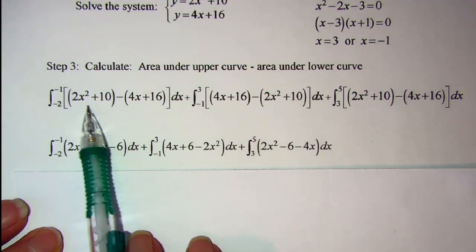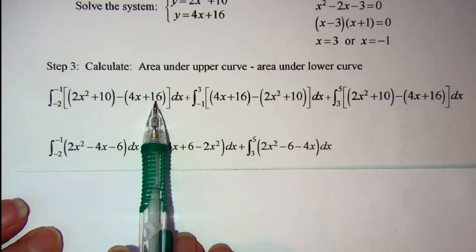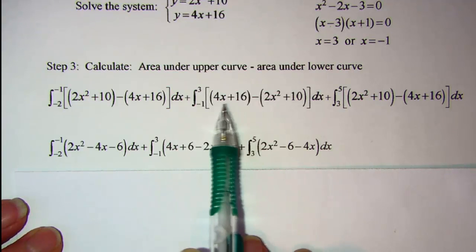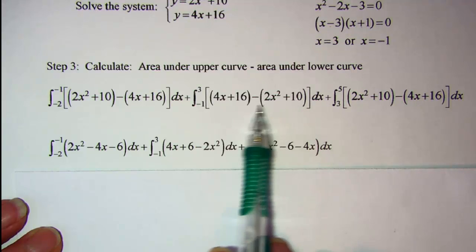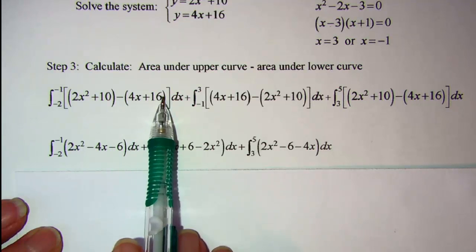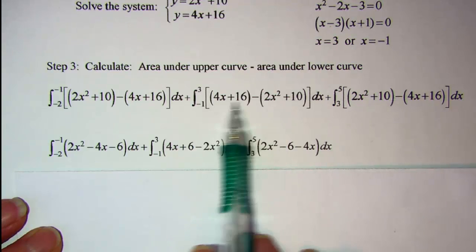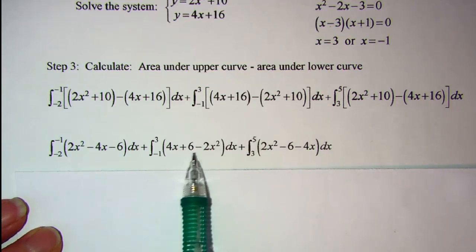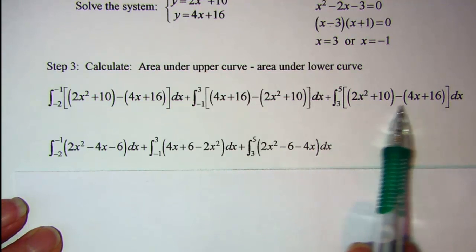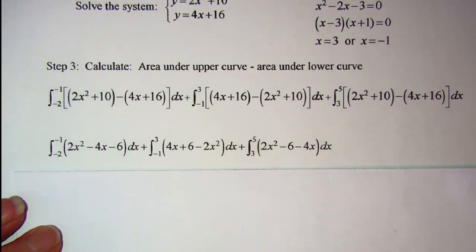When we combine terms inside the brackets here, we get 2x squared minus 4x minus 6. And then when we combine the terms inside the brackets here, don't forget you want to distribute the negative through the binomial here, and here, and here. But this simplifies to 4x plus 6 minus 2x squared. And then when we combine the terms here, we get 2x squared minus 6 minus 4x.